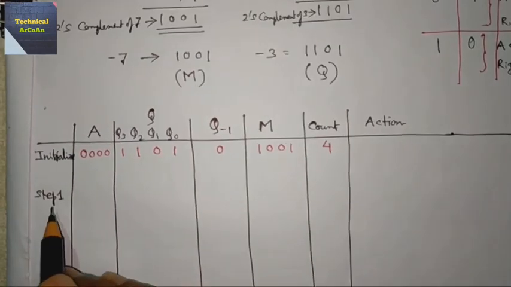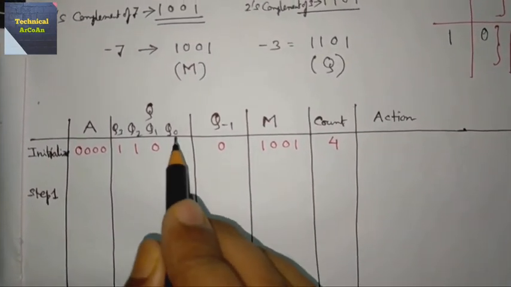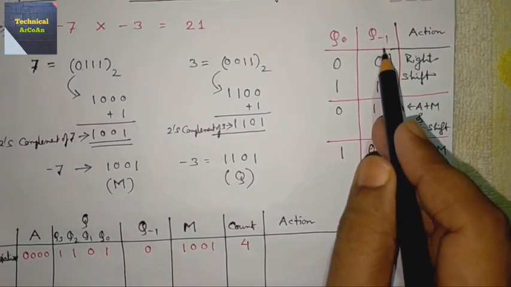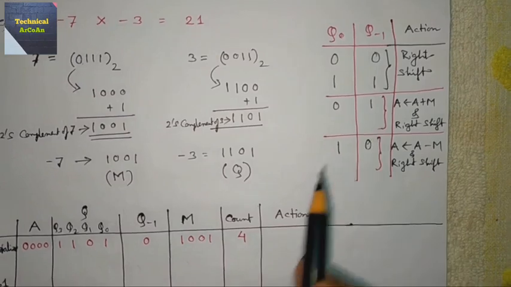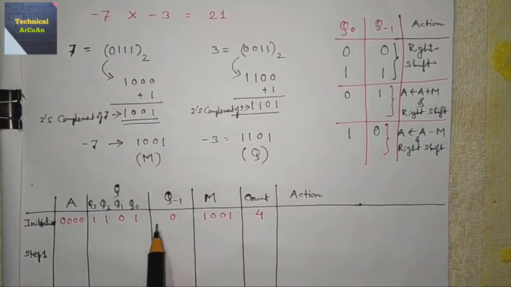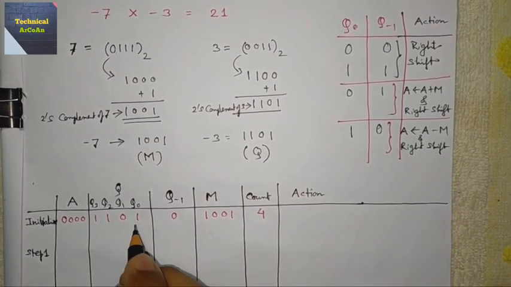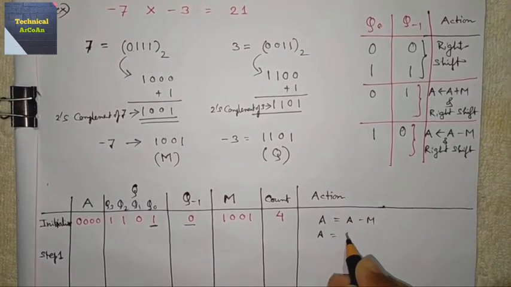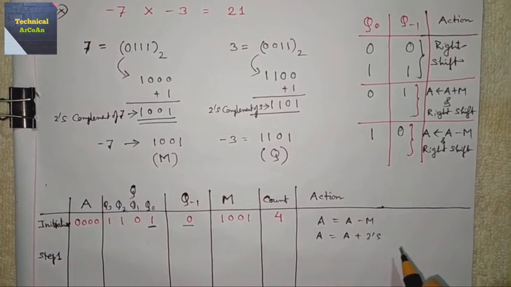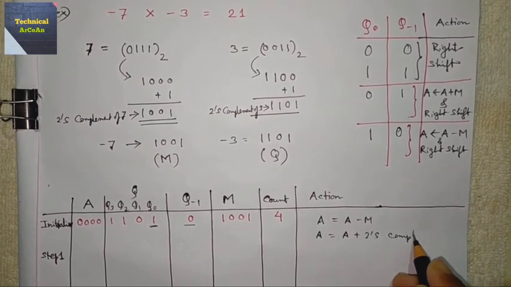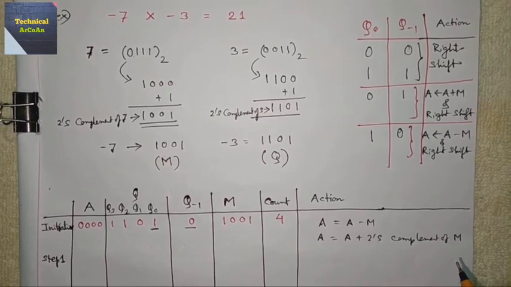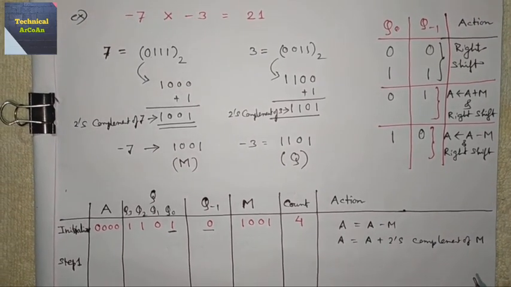Okay, now for the first step, step 1, we should check Q0 and Q minus 1. So what is the Q0 Q minus 1? Here Q0 is 1 and Q minus 1 is 0, meaning 1 0 is there. So what is the condition for 1 0? It is A plus 2's complement of M. Why? Because you already know a negative number will be stored in 2's complement.